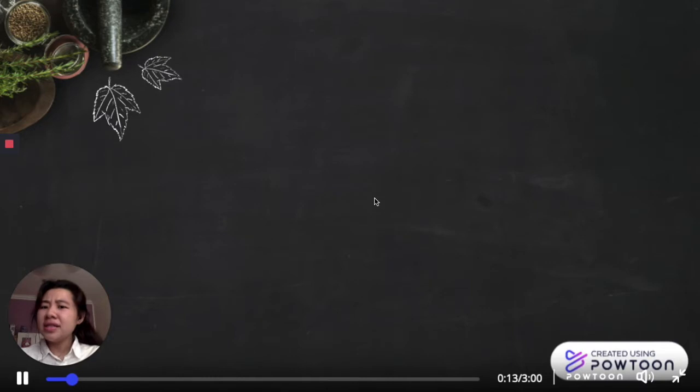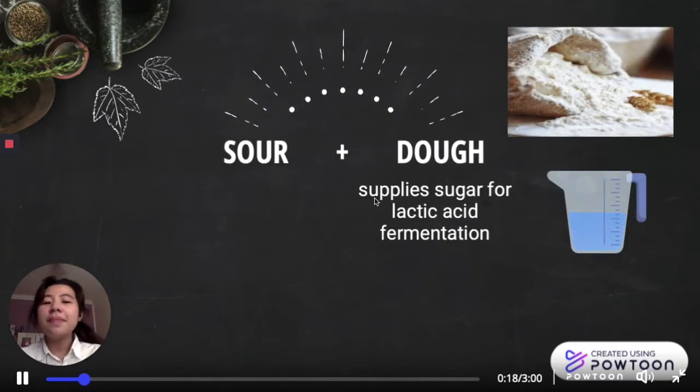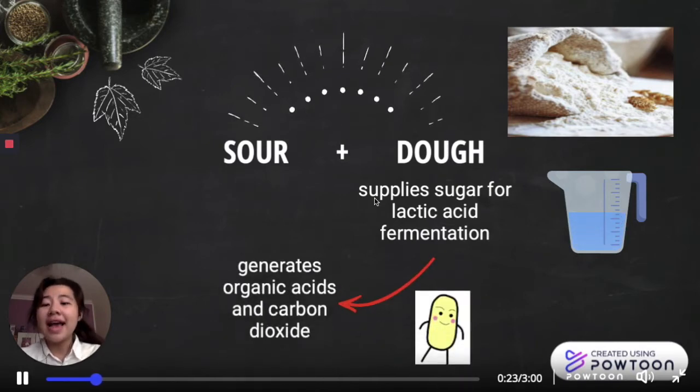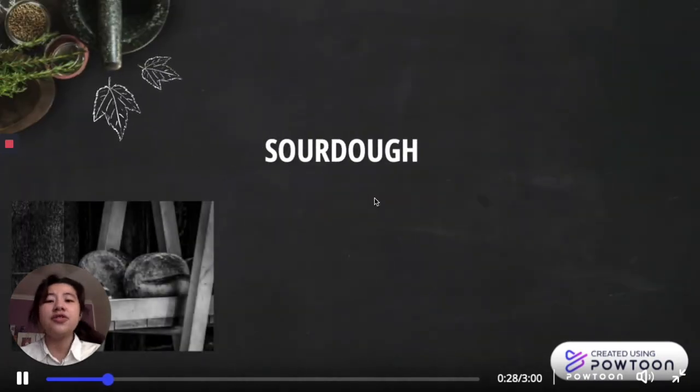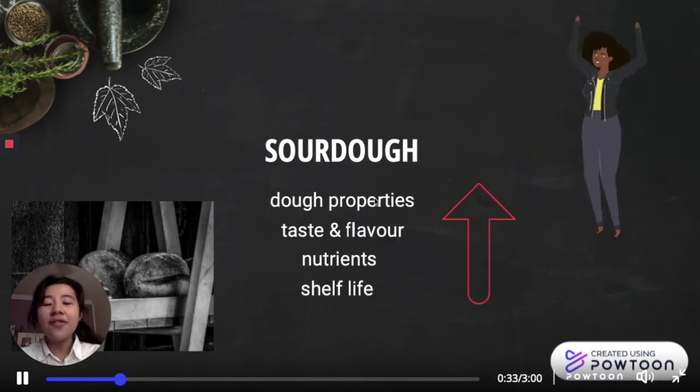Some may wonder what is sourdough. It is a dough which is sour. It was made of flour and water which supplies sugar for lactic acid fermentation. Then lactic acid bacteria generate organic acids and carbon dioxide which makes the dough sour. Sourdough is used for bread making because dough properties, taste and flavor, nutrients, as well as shelf life are enhanced.